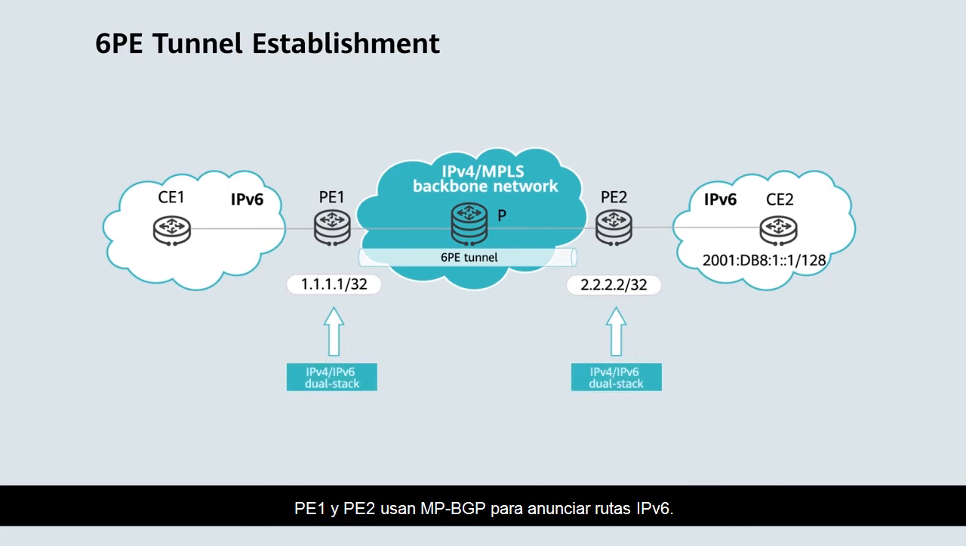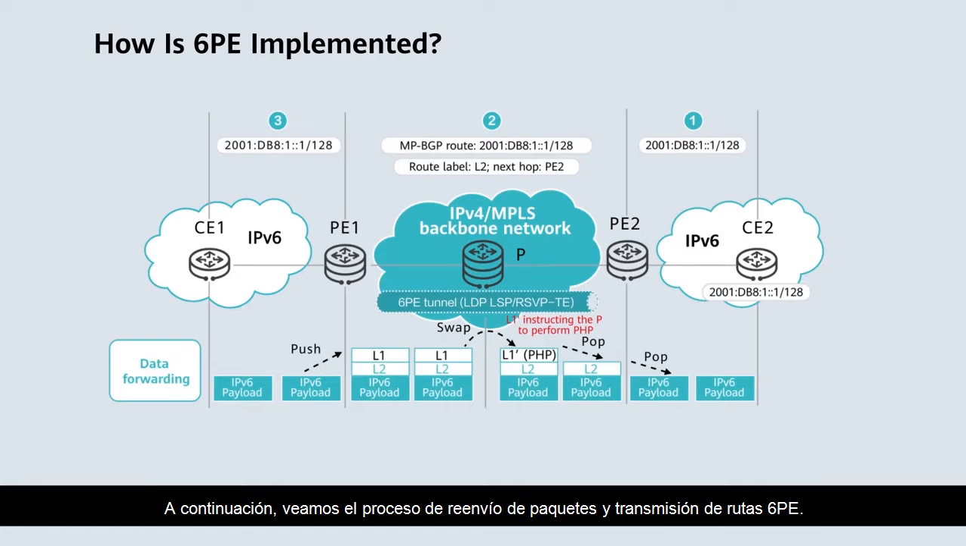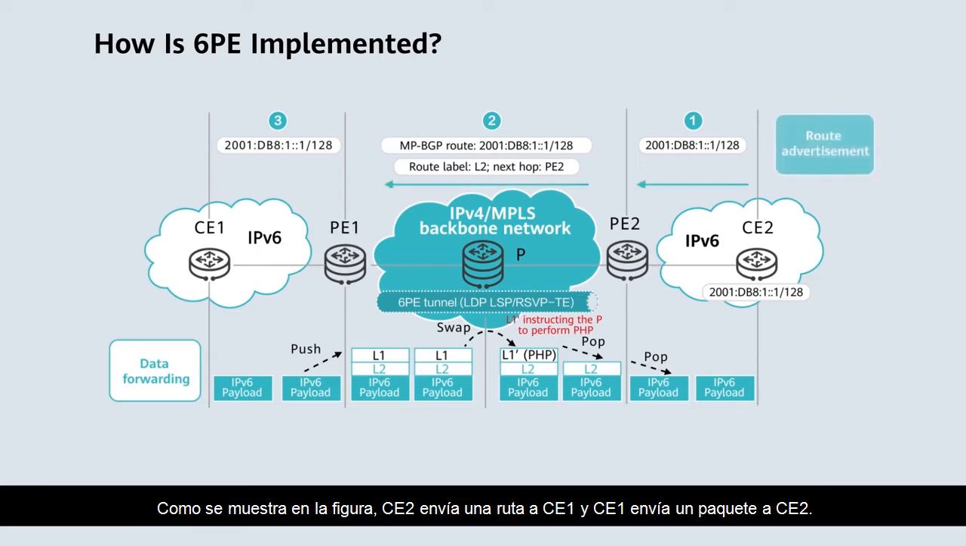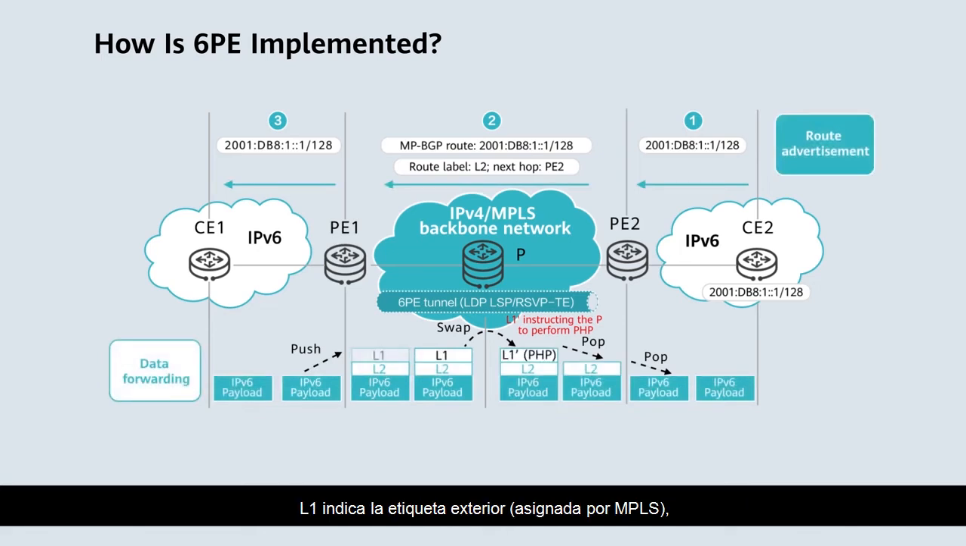PE1 and PE2 use MP-BGP to advertise IPv6 routes. Core devices have only IPv4 routes and LFIBs and no IPv6 information. Next, let's look at the 6PE route transmission and packet forwarding process. As shown in the figure, CE2 sends a route to CE1, and CE1 sends a packet to CE2. L1 indicates the outer label allocated by MPLS, and L2 indicates the inner label allocated by BGP.